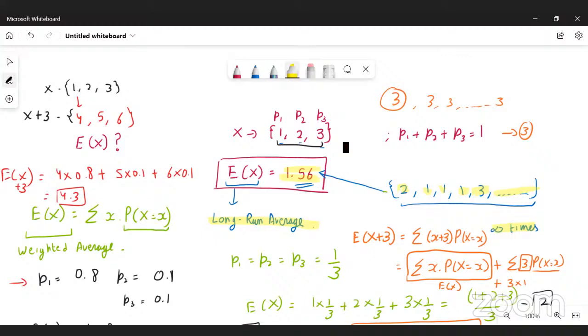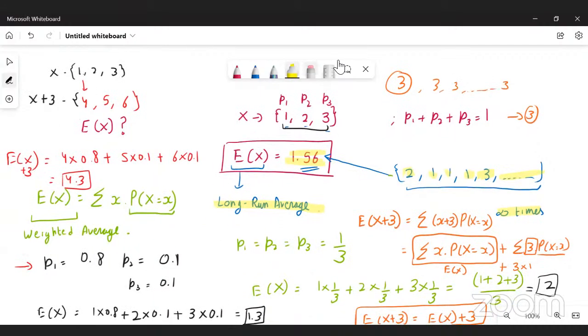So the long run average might not necessarily be one of the values. It can be any value in between also, right? Yes, here we got 1.56. Good. Next. Anyone, anything else?